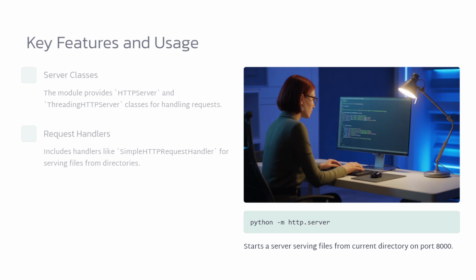So the way that you run this is by writing a short piece of code: python -m http.server. I think there's a command that is actually run in the terminal. This starts a server serving files from the current directory on port 8000.